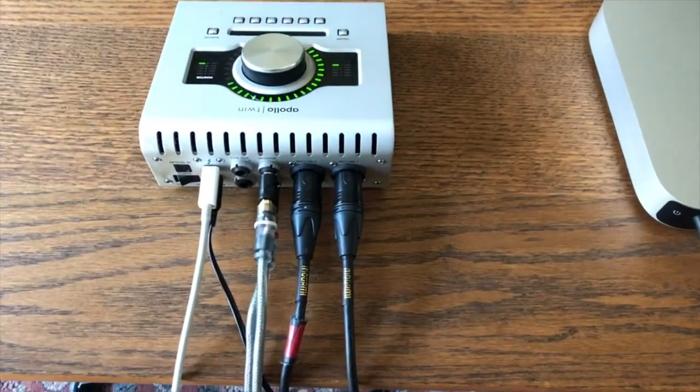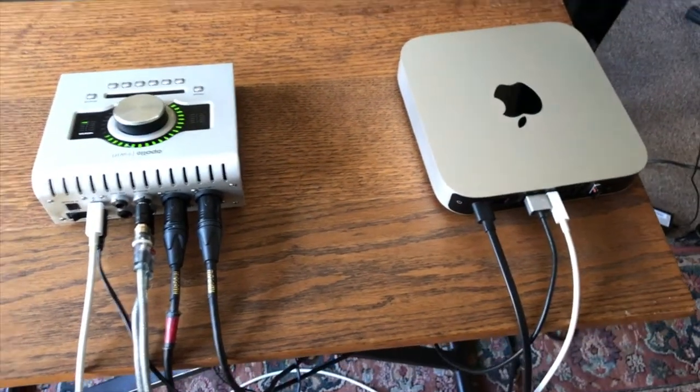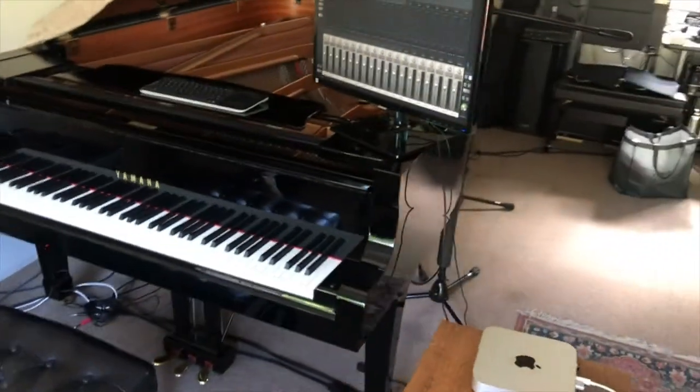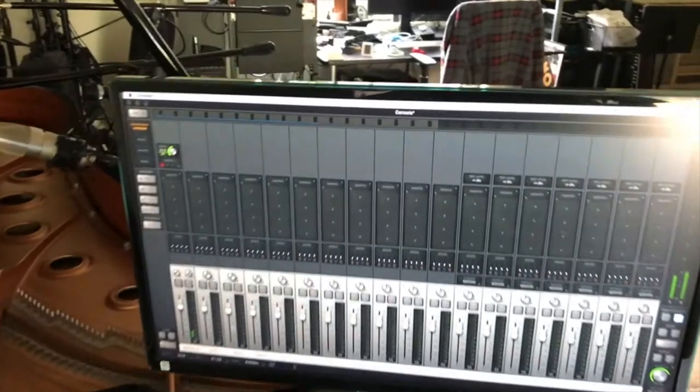As you notice, I have to have this hooked up to my computer as well in order to operate the Apollo. So we'll take a look at the console app.